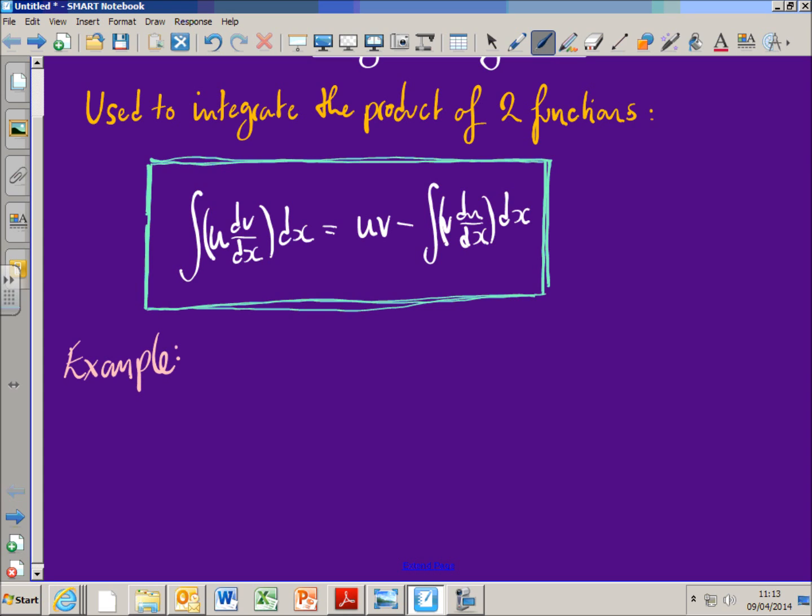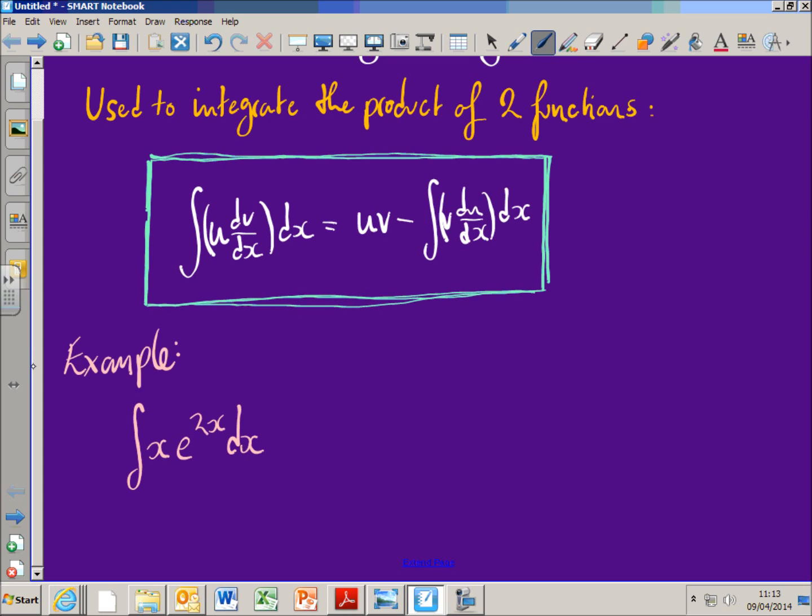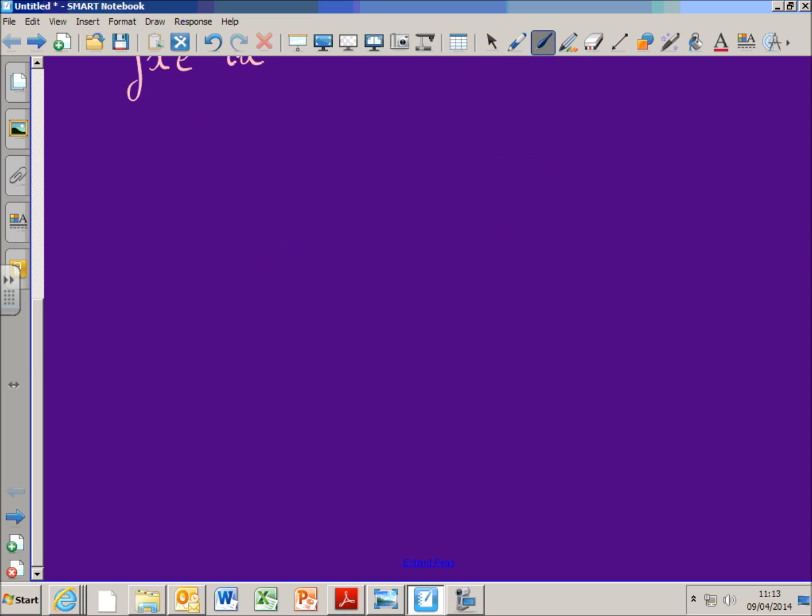Let's say I want to integrate, we'll just do that question there, I want to integrate x multiplied by e to the 2x dx. That's what I'm trying to integrate.